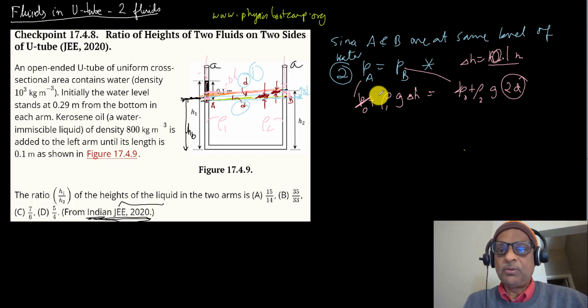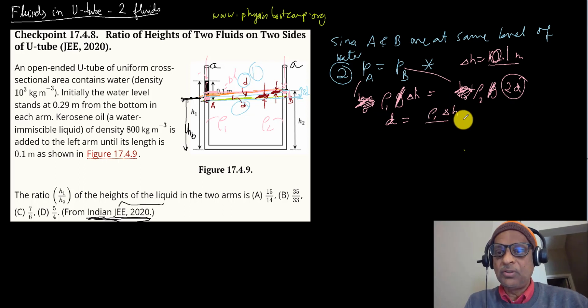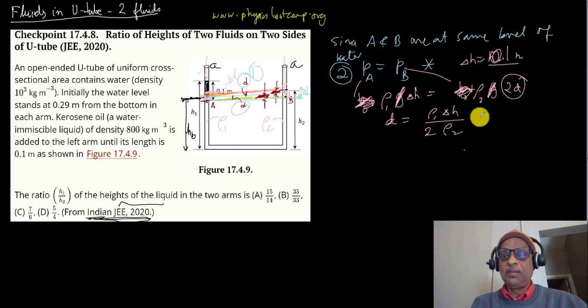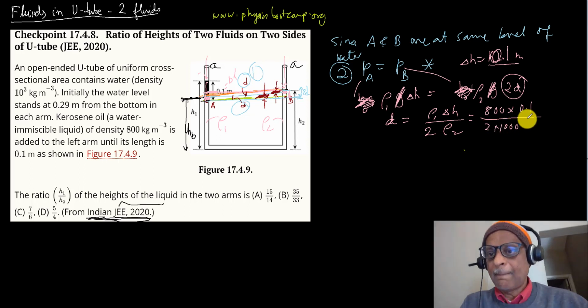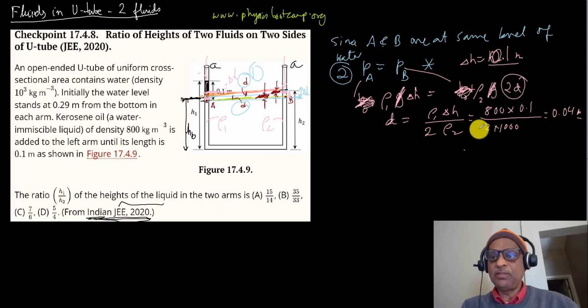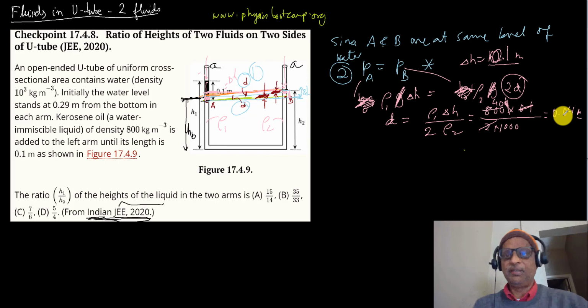So P0 cancels out, and once you get rid of P0, you can cancel out G, and so I can figure out D from this: rho 1 delta H over 2 times rho 2. And so this is 800 times 0.1 over 2 times 1000, and it's very easy, 0.04 meter. You can just do this in your head, or you can cancel one of these zeros and get that. Very straightforward, right? So we got the D.